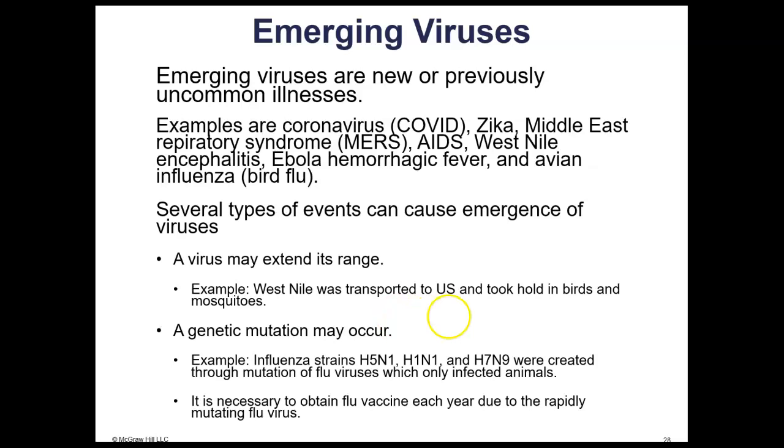There are several types of events that can cause the emergence of viruses. The virus may extend its range. Example, the West Nile virus was transported to the United States and took hold in birds and mosquitoes. And a genetic mutation may occur. So these are the two main ways that emerging viruses become common: the virus extending its range and genetic mutations occurring.